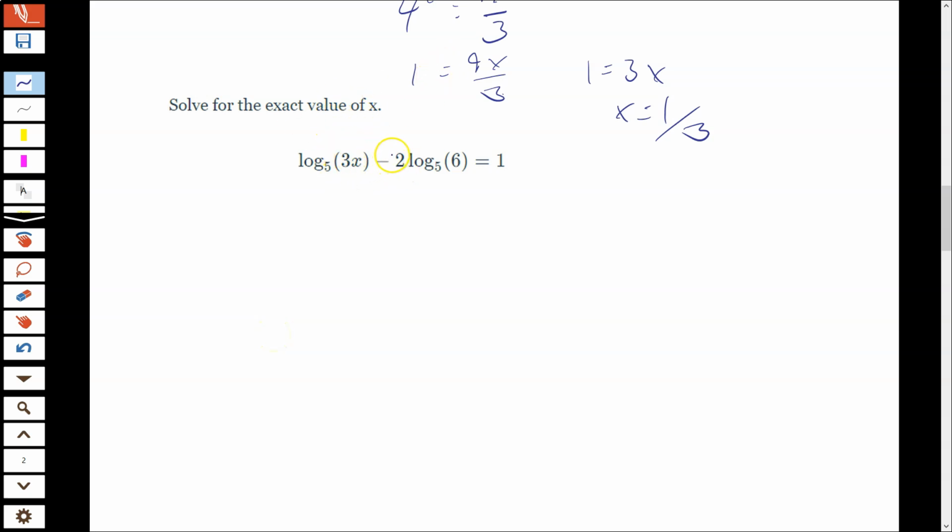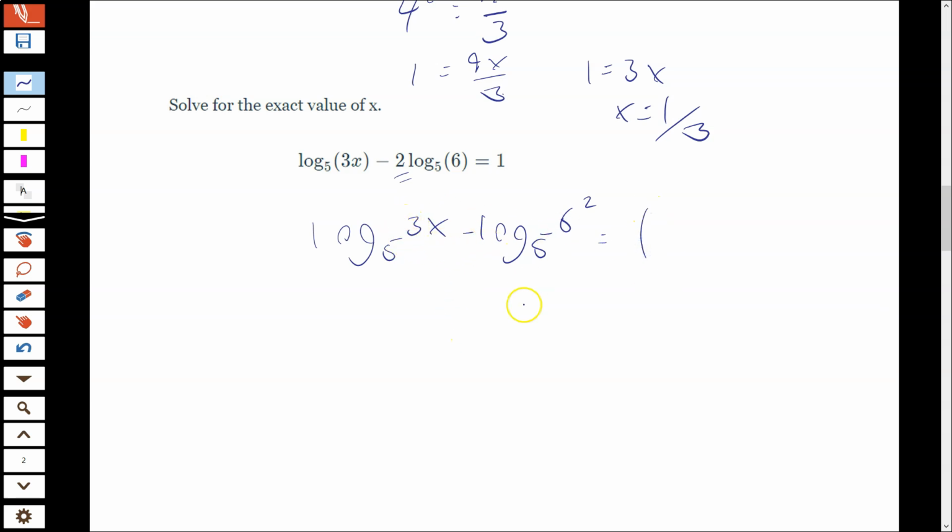To condense this one, notice I have this 2 out front, so that's how this one's just a little bit harder. I'm going to start by rewriting that logarithm. Anything that's in front of these logs, I want to be inside instead. So I'm going to leave log of 3x the same, and then minus log base 5 of 6 squared. Remember, 2 on the outside becomes an exponent on the inside, equals 1.